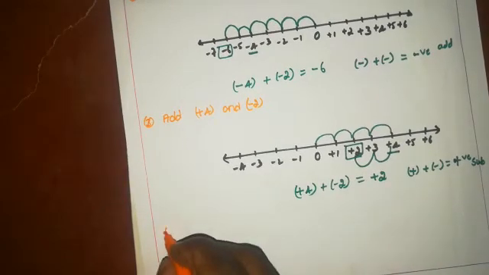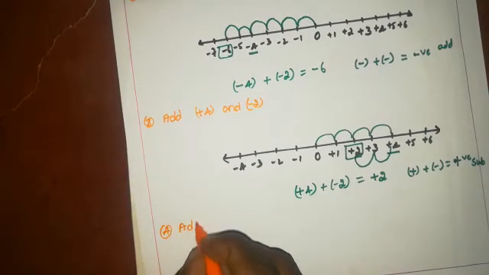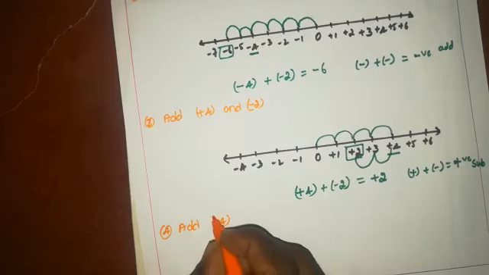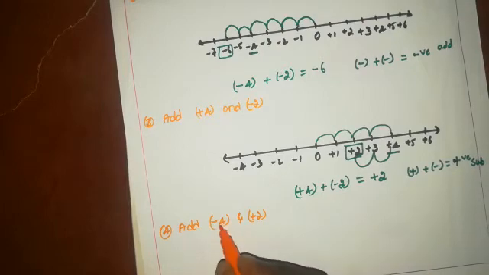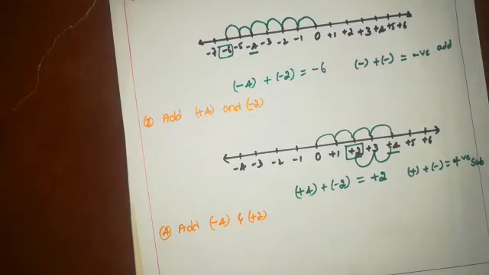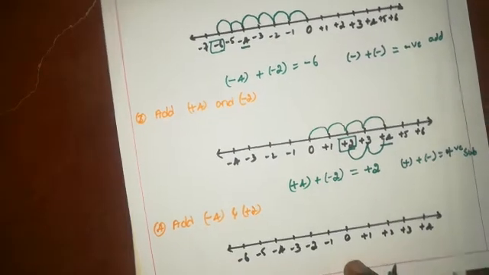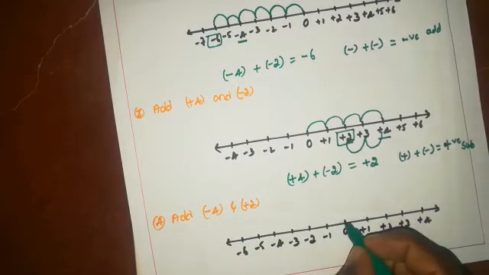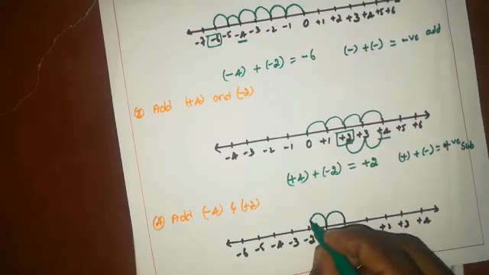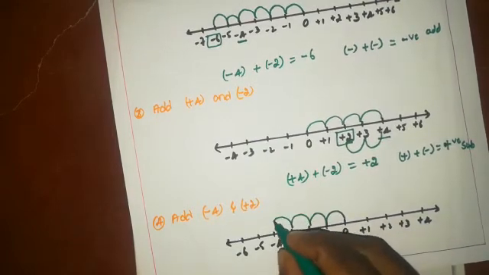Let's see. The fourth one: we have to add minus 4 and plus 2. At first we have to mark the minus 4 on the number line. Here is minus 4. Minus means we have to move to the left side from 0: 1, 2, 3 and 4.